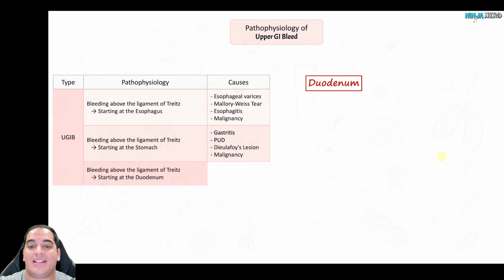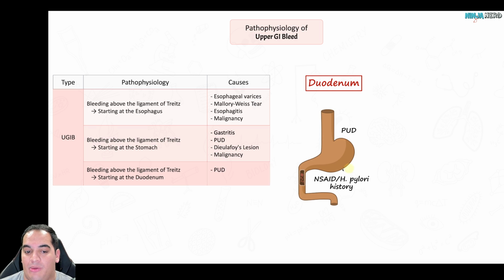Now we move past the stomach, again above the ligament of Treitz, and we're still at the duodenum. And in the duodenum, the most common thing would be peptic ulcer disease. So again, an ulcer usually in the proximal portion here. So think about, again, that NSAIDs history, the H. pylori, maybe even Zollinger-Ellison syndrome, as the gastrinoma potentially caused it there. And again, that's a really big one.